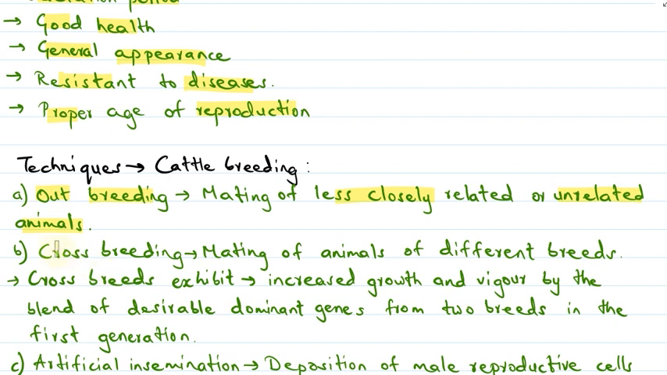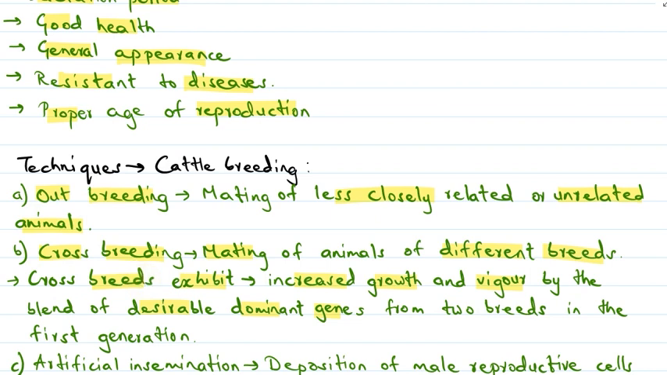Then we talked about crossbreeding. This is the mating of animals of different breeds. It is a valuable means of introducing desirable characters into a new breed in which the introduced characters were not previously existing. The cross breeds that develop exhibit increased growth and vigor by the blend of desirable dominant genes from the two breeds in the first generation. These two methods, outbreeding and crossbreeding, are the natural techniques that are followed in cattle breeding.